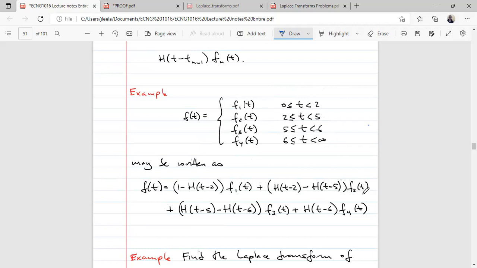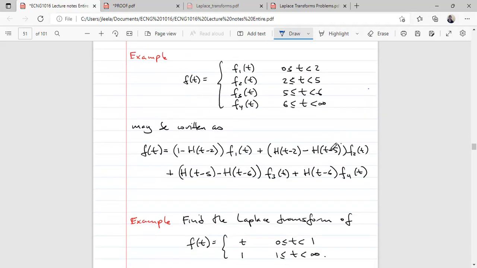Multiply by f2(t). And then again plus h(t - 5) minus h(t - 6), times f3(t). And finally, h(t - 6) times f4(t), because this part here, h(t - infinity), is 0, as I just explained.